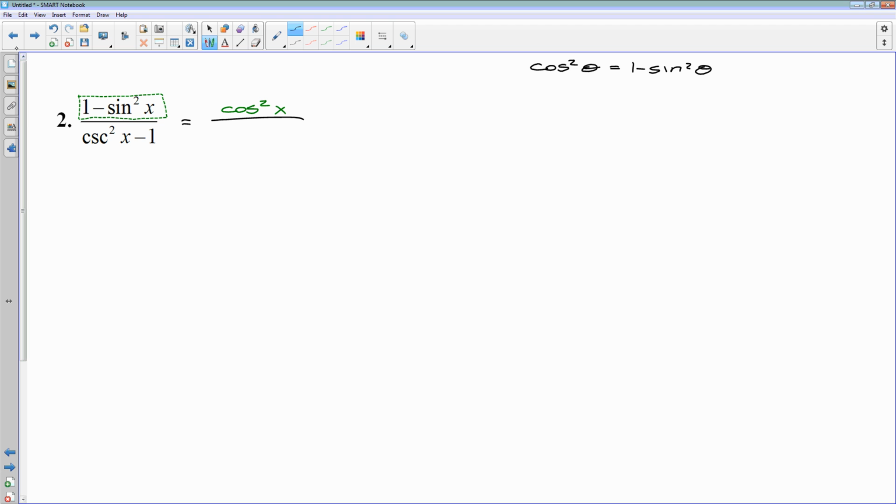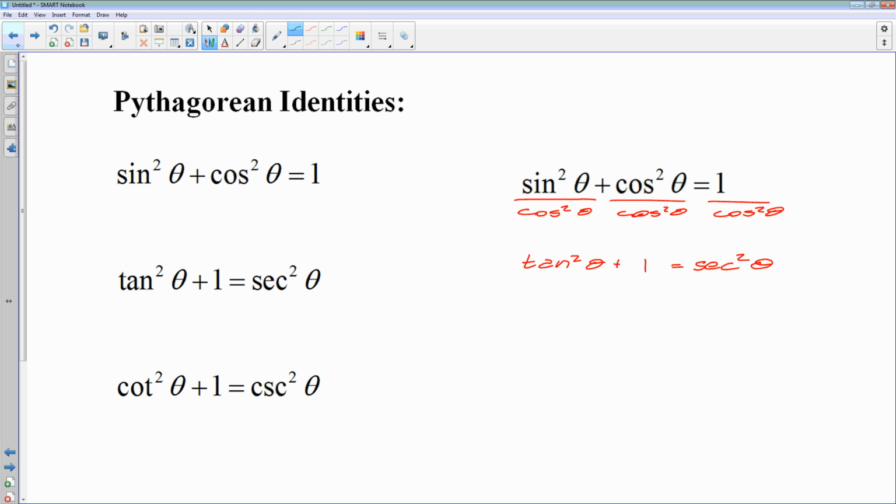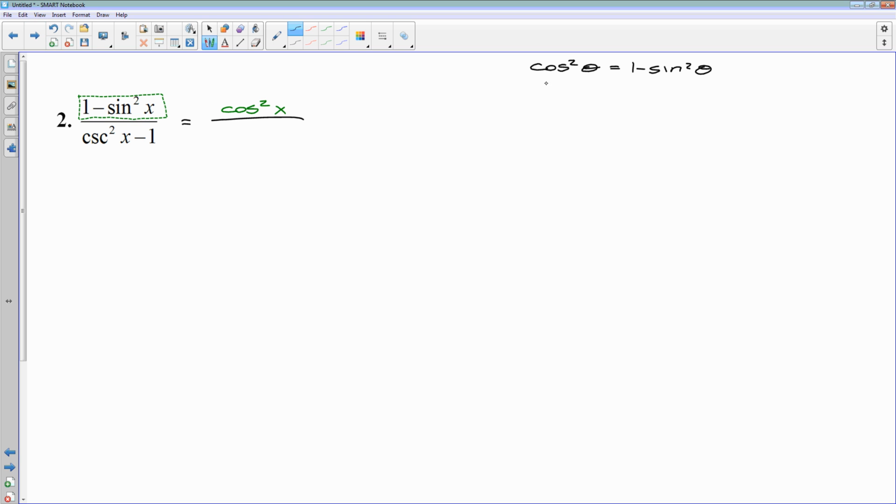Let's go back to our identities, because there was something with cosecant squared. Let me go back and see if I can find it. Let's see, cosecant squared. Here it is. Cotangent squared plus 1 is equal to cosecant squared. So let's use that. I know that cotangent squared of an angle plus 1 is equal to cosecant squared.